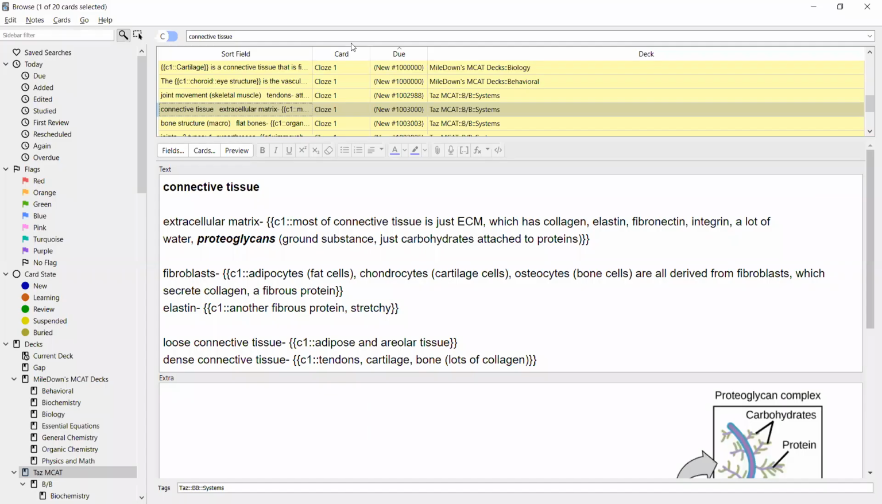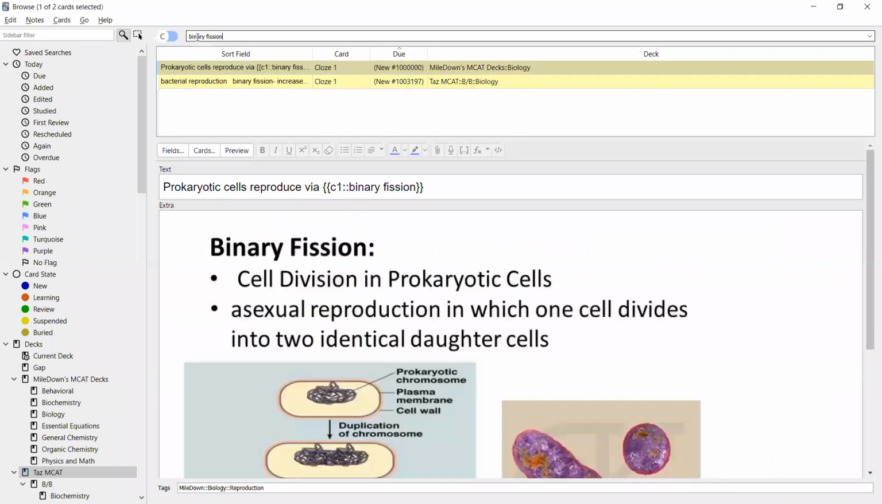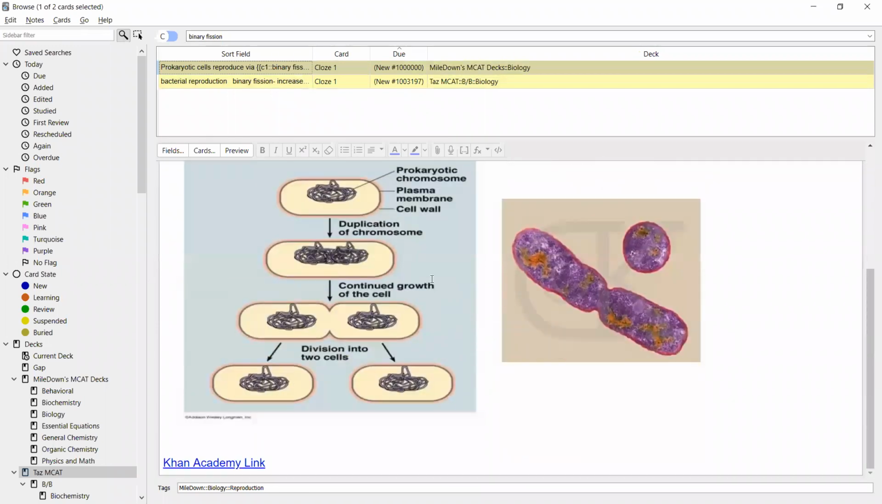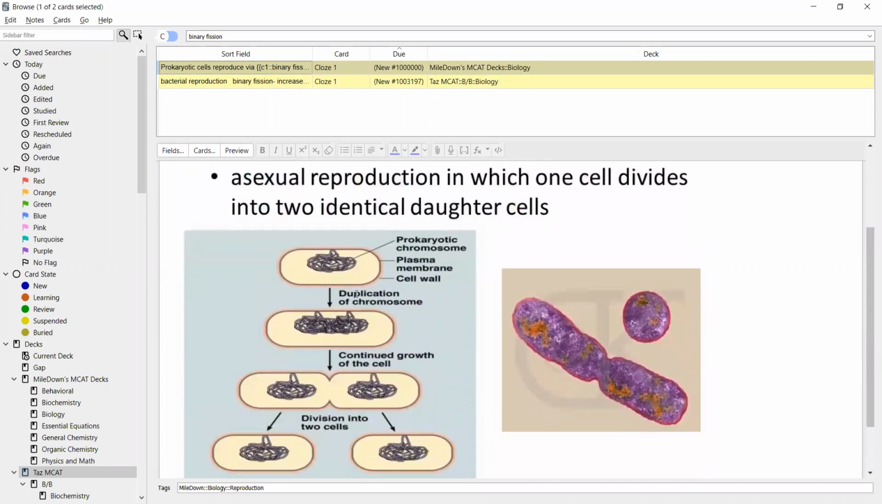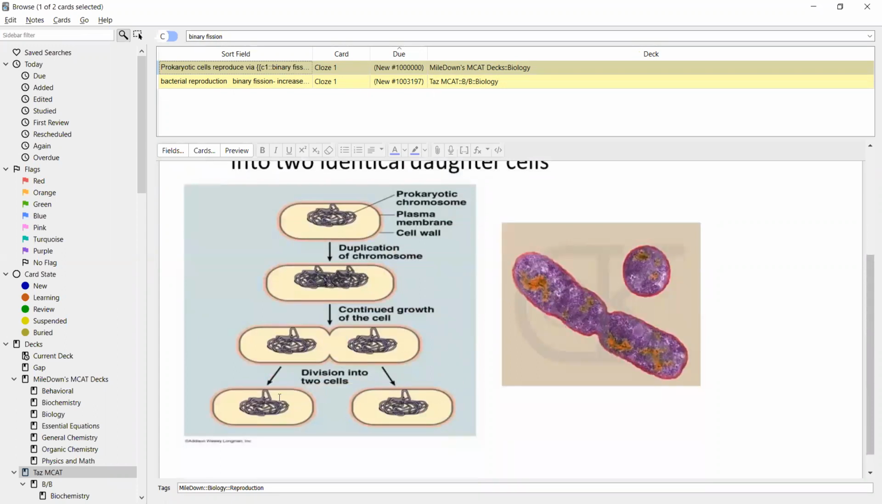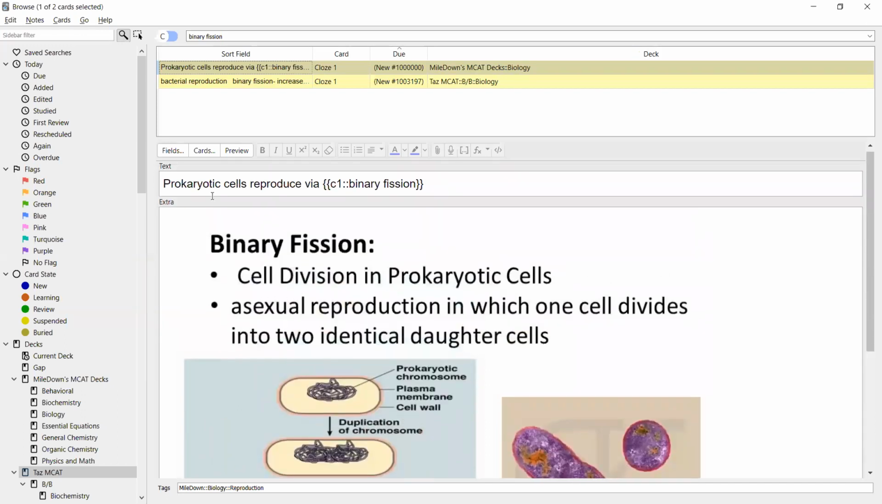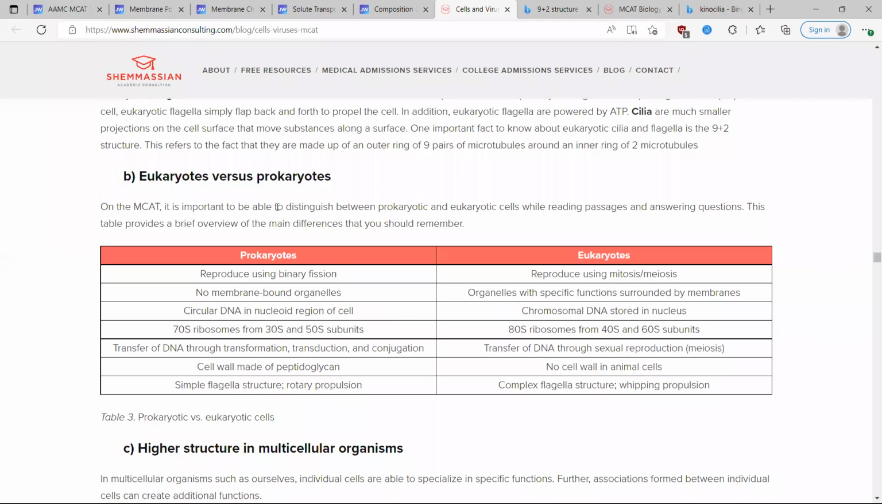Let me see if I can find, maybe I have a card about binary fission. No, I don't. So prokaryotic cells, they have binary fission, which means production of identical daughter cells like this, right? They just duplicate their chromosome, then they elongate and they split. It's very simple. It's not complicated like mitosis and meiosis is. And we're going to talk in depth about mitosis and meiosis.